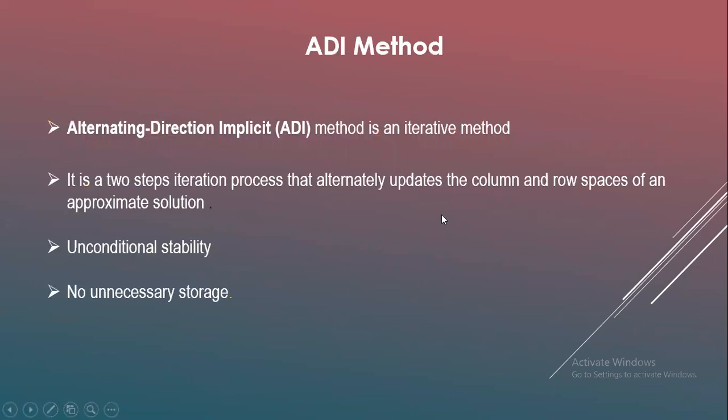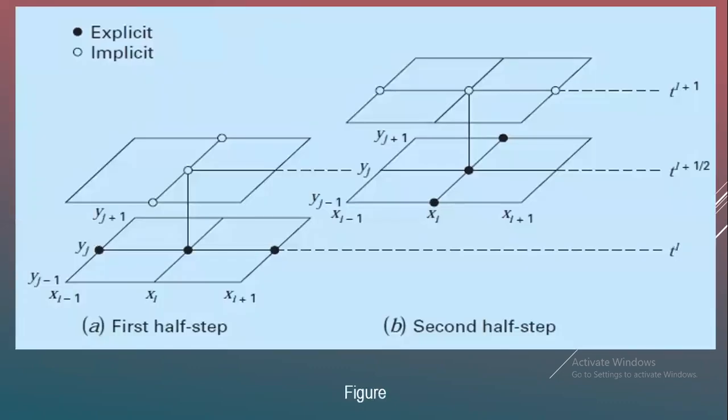So the ADI method is actually an iterative method, and it has two steps of iteration process that alternately update the column and row space of an approximate solution. And the method is unconditionally stable and there is no unnecessary storage. And that's the figure of the method, how it works. So it's actually a two-step method.